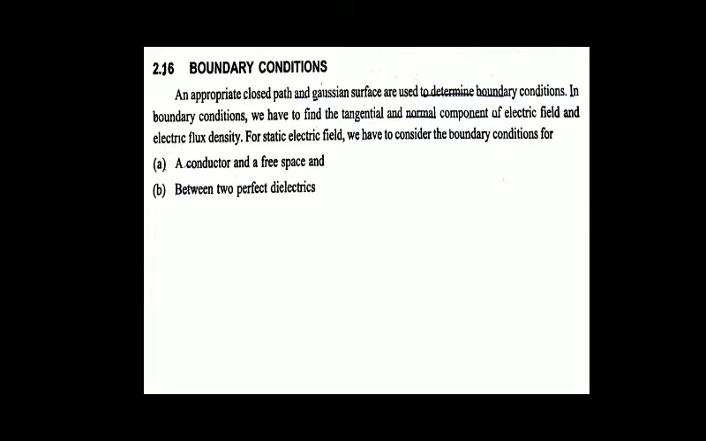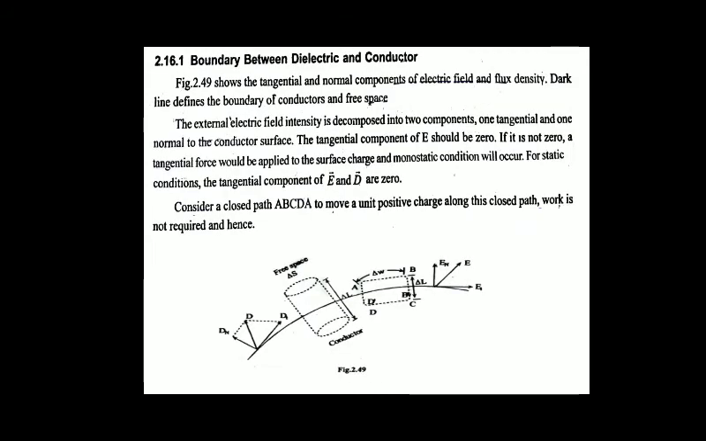We will discuss two boundary conditions. First is between a conductor and free space. Second is between two perfect dielectric materials with different dielectric constants. So in this section, the boundary between dielectric and conductor.